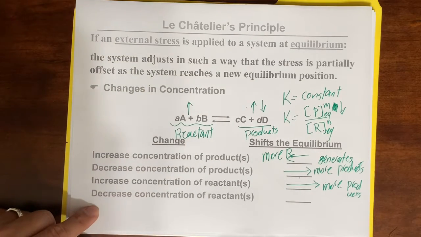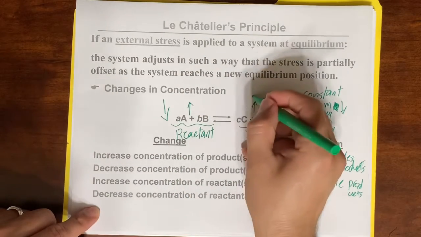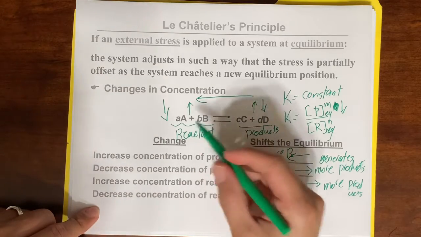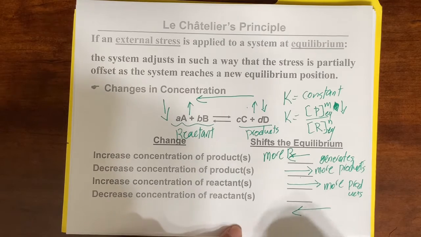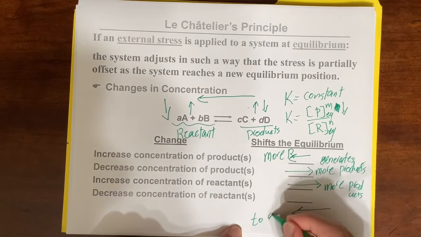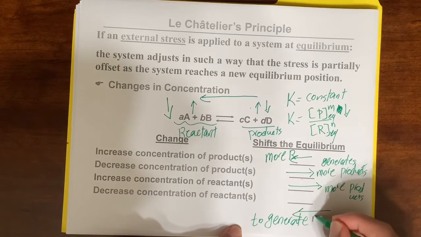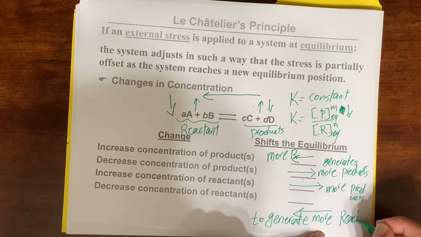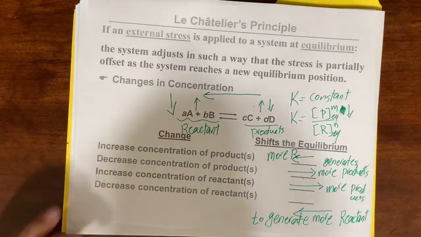And if you decrease the concentration of reactant, if this one is going down, we need to force the reaction to move back and generate enough reactant. So the reaction will move to the left side to make more reactant. Okay, that's the Le Chatelier effect.